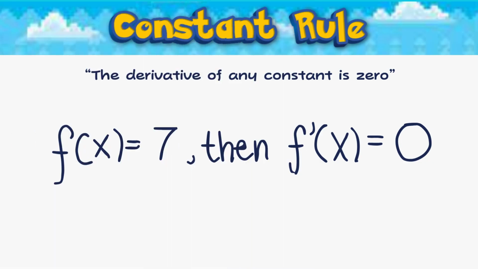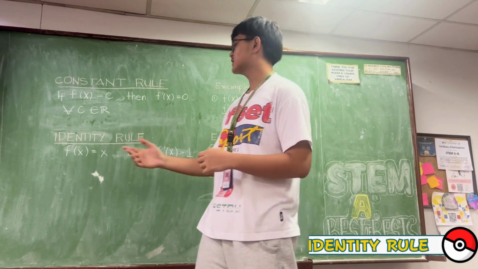Just like what he said, the constant rule says the derivative of any constant is 0. For example, if f of x is equal to 7, then f prime of x is equal to 0. Constants don't change, so their slope is 0.